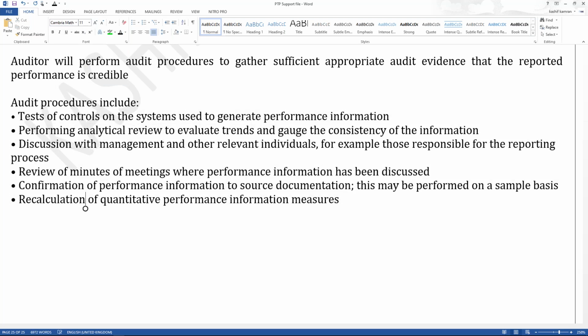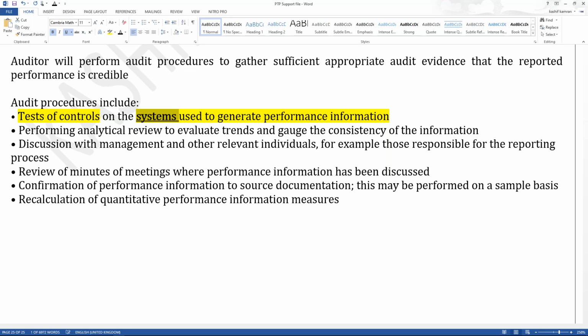Okay, let's go one by one. The first procedure, test of controls. The auditor can perform the test of controls to ensure that the systems used to generate performance information are good. Will that increase the auditor's confidence in the credibility of the information if the systems which generate performance information are robust, are credible? So should the auditor ensure that the internal controls around performance information are good? Will that enhance the credibility? So test of controls are performed on the systems. Are the systems good or not?